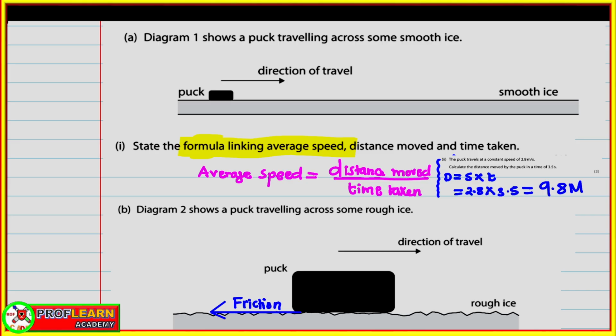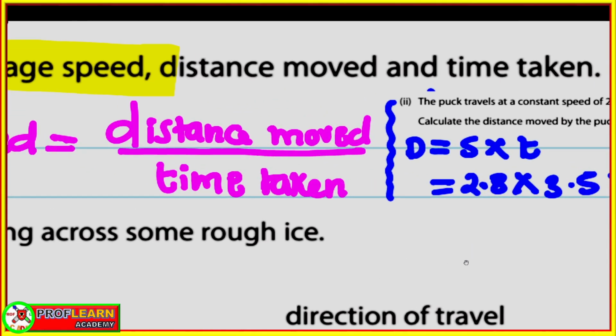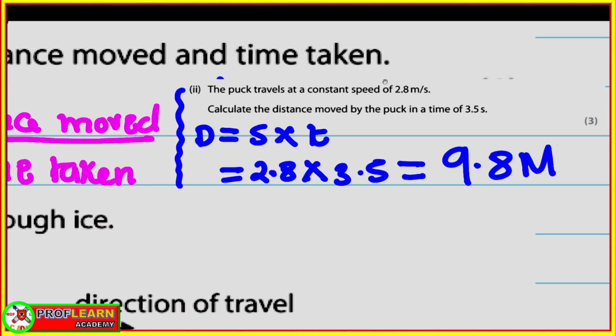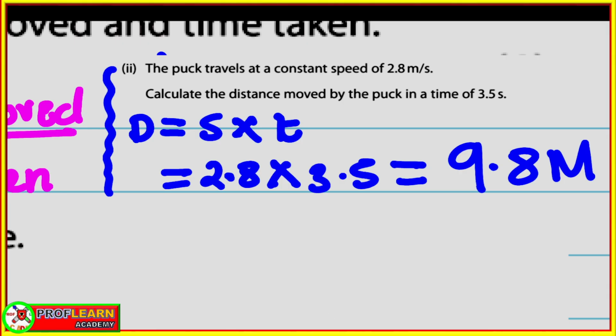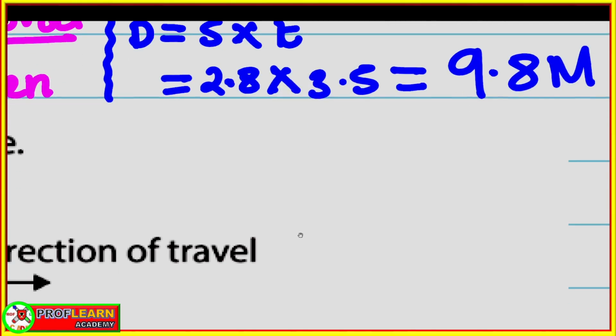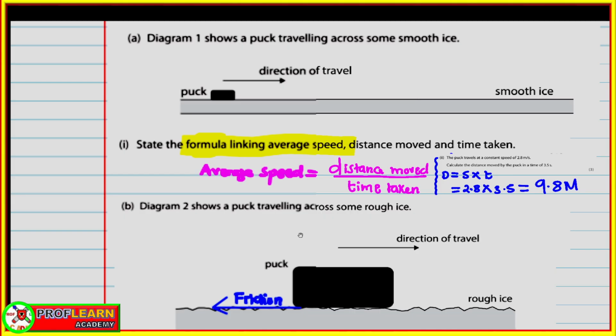Part 2 or Roman 2 of the question, students were given the speed at which the object is moving, which is 2.8, and the time that object moved, which is 3.5, and the student was supposed to calculate the distance traveled. So here, as a student, you are supposed to remember that average speed is distance over time.